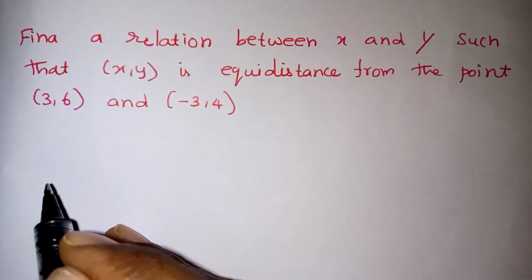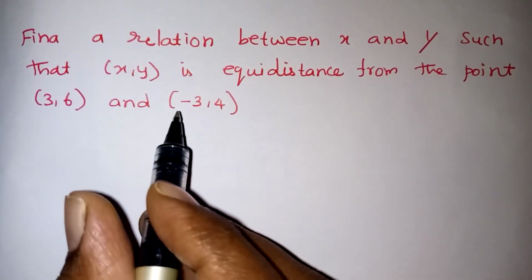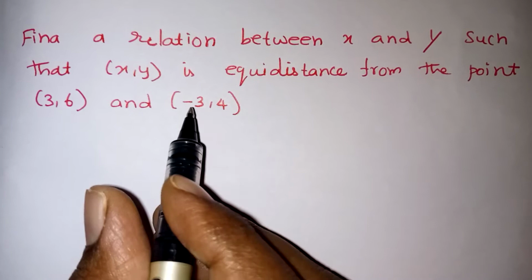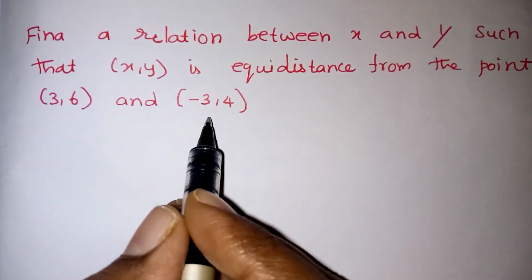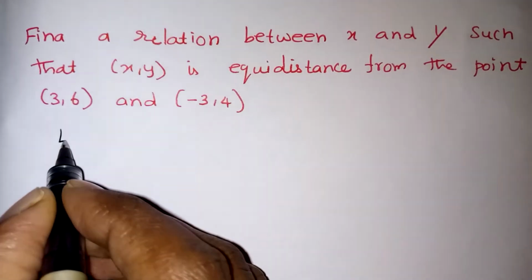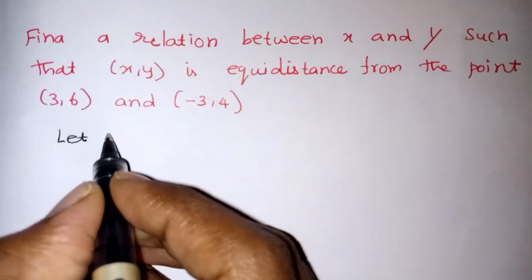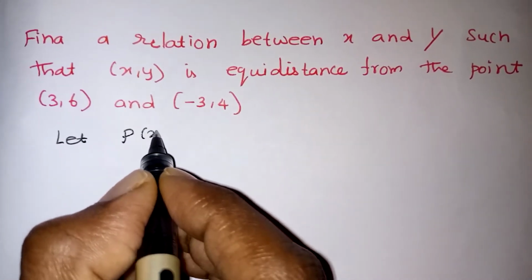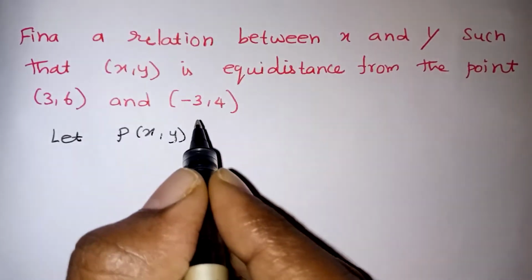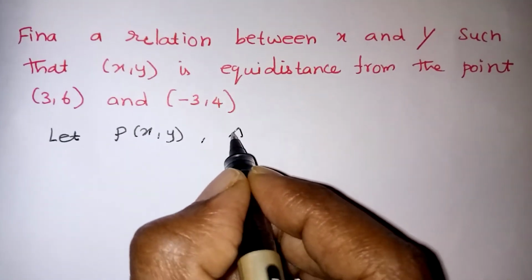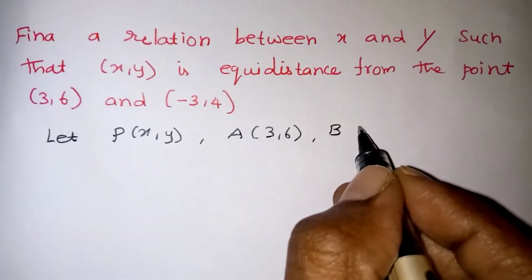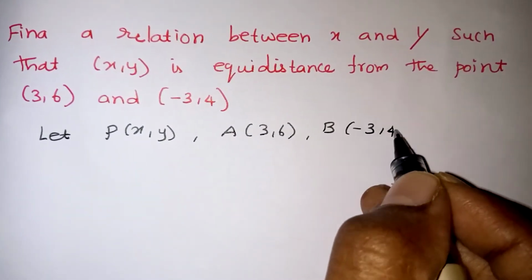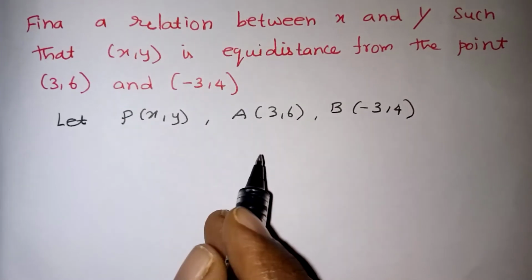Next problem. Find a relation between x and y such that x comma y is equidistant from these 2 points. So let us assume the given point x comma y is P, and the remaining 2 points let us assume are A and B. A is a point 3 comma 6, B is a point minus 3 comma 4. So we have assumed some names now.